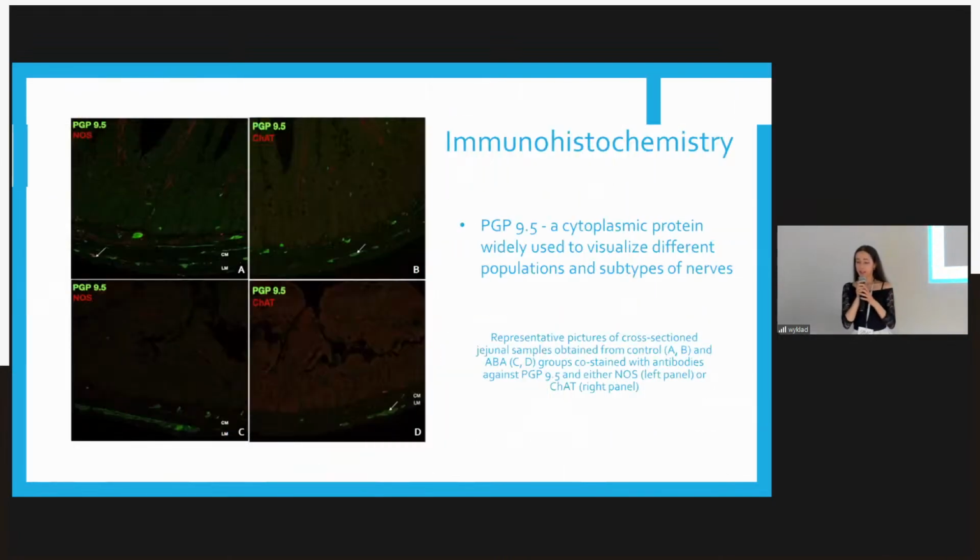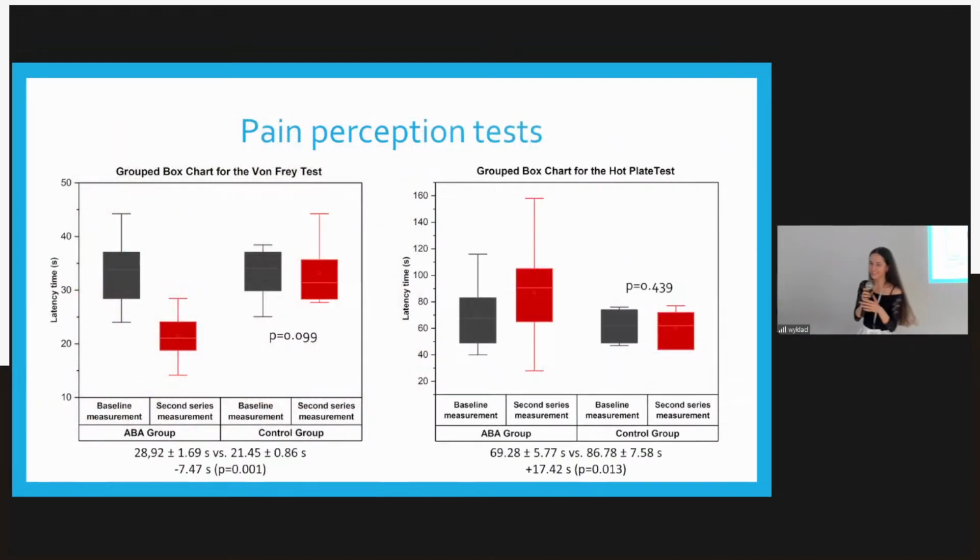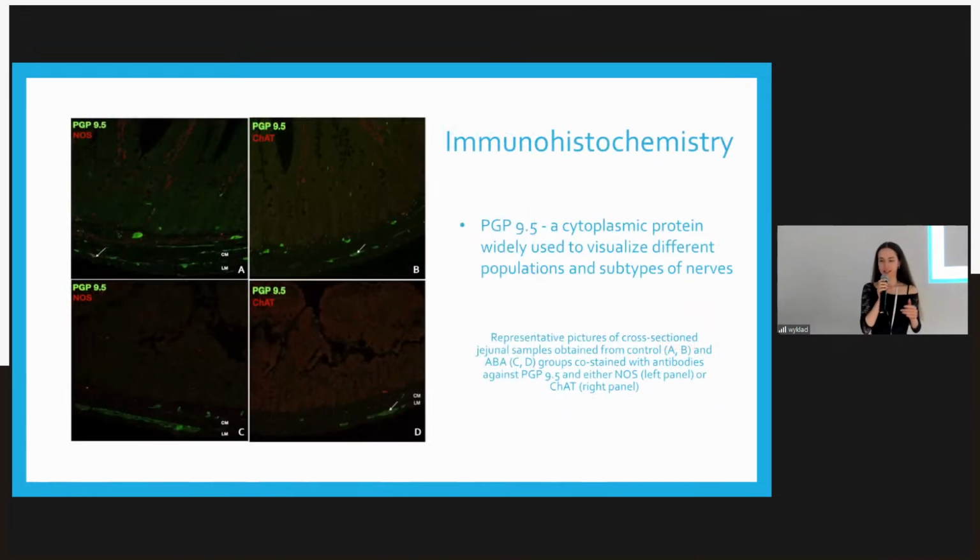The next staining was against PGP9.5, which is a cytoplasmic protein, and it is just used to generally visualize different populations of neurons, and also against either NOS or CHAT. And here we see the decreased number of neurons of both nitrergic and cholinergic neurons. I can see it a little bit better here, that there is a significant difference between the control group and the ABA group in terms of density of the cholinergic and nitrergic neurons.